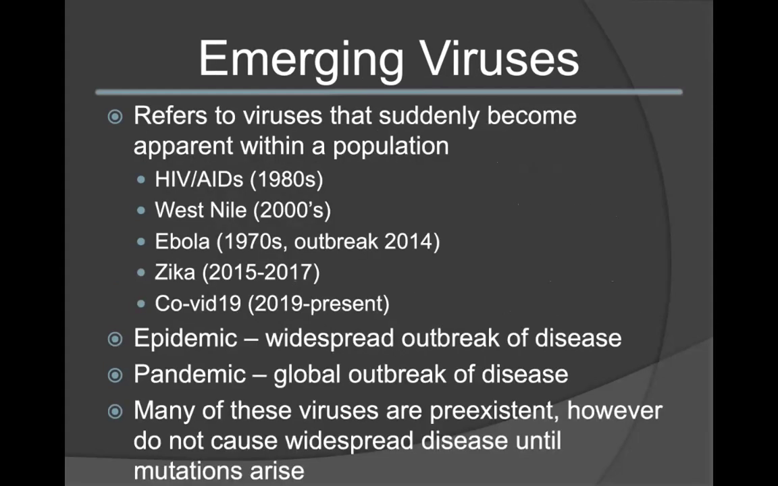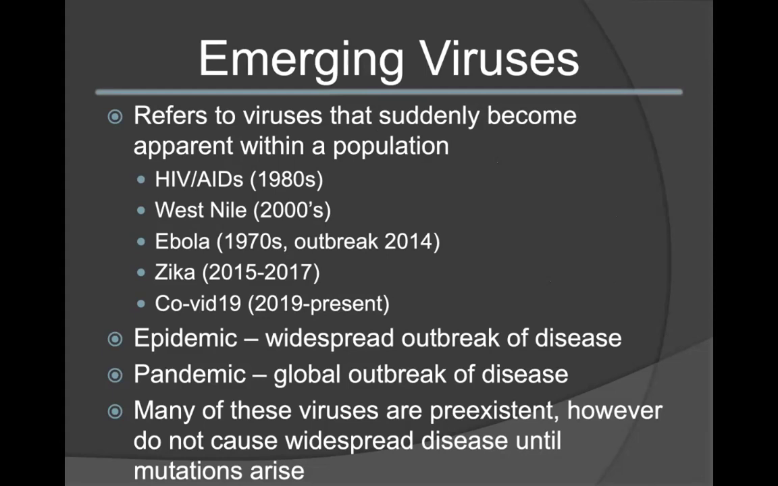Some viruses can be termed as emerging viruses. We use this term to describe viruses that suddenly become apparent within a population. This can be used to describe HIV and AIDS and its appearance in the 80s, West Nile disease and its appearance in the early 2000s, Ebola in two appearances, one in the 1970s as well as a more recent outbreak in 2014, Zika virus that we've recently encountered, as well as COVID-19.